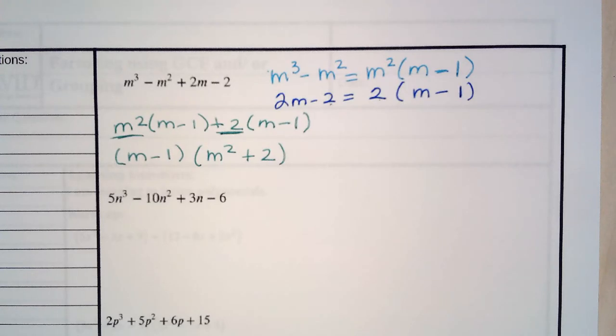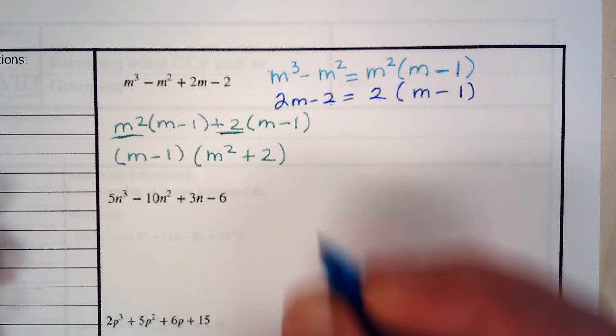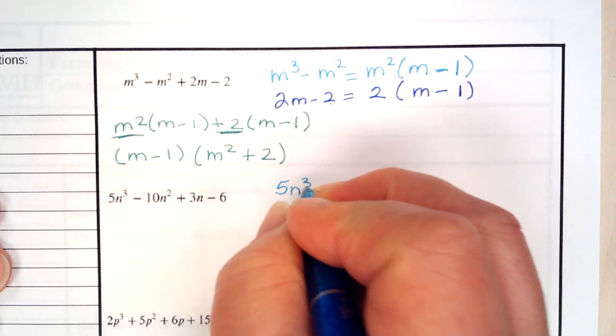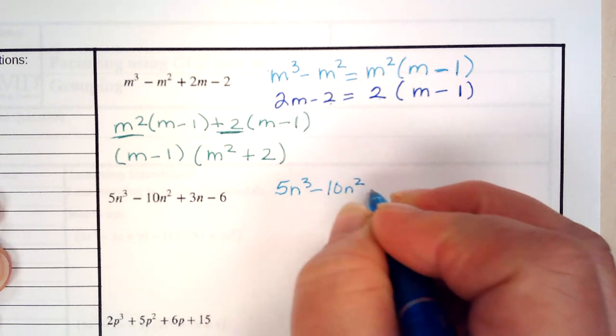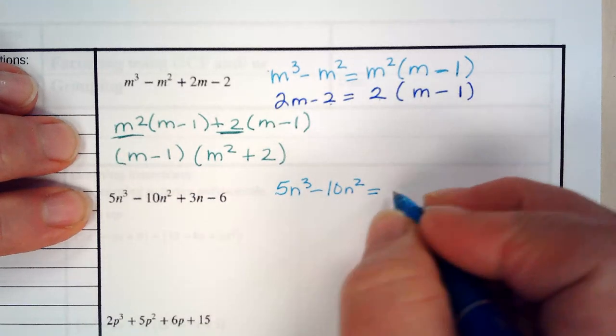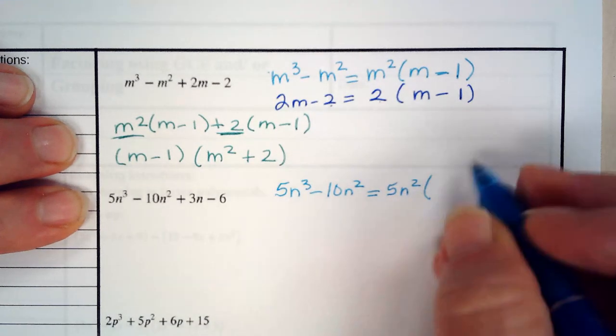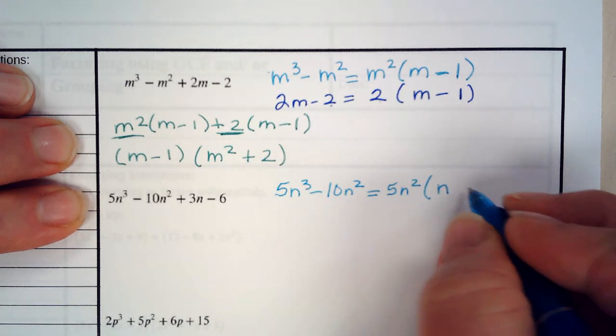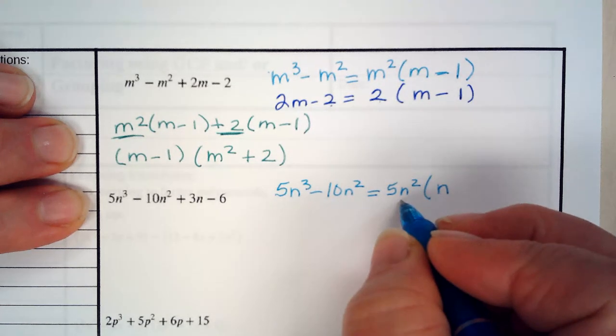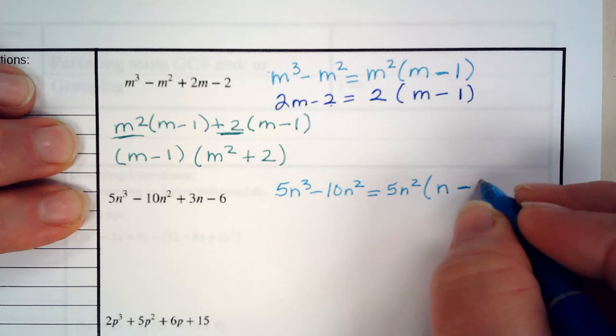Okay, pause the video and see if you can start with the next one on your own. Just see if you can start by factoring out 5n to the third minus 10n squared. I hope you tried. 5n to the third minus 10n squared. You've got a factor of 5n squared in both of them. 5n to the third divided by 5n squared leaves you with n. 10n squared divided by 5n squared leaves you with negative 2.